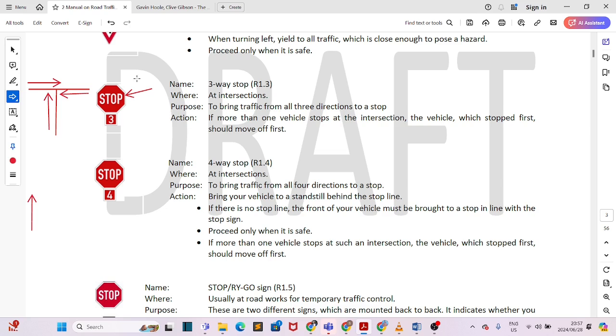Now, the rule of stop: the person who stopped first at the stop sign is the first one to go. So if I'm the one who stopped first, I'm the one who has the right of way. When I stopped first here, I know that I'm the first one who's supposed to leave there. Just because a road is a three-way road, it doesn't mean it's a three-way stop. Please make sure that you understand that.